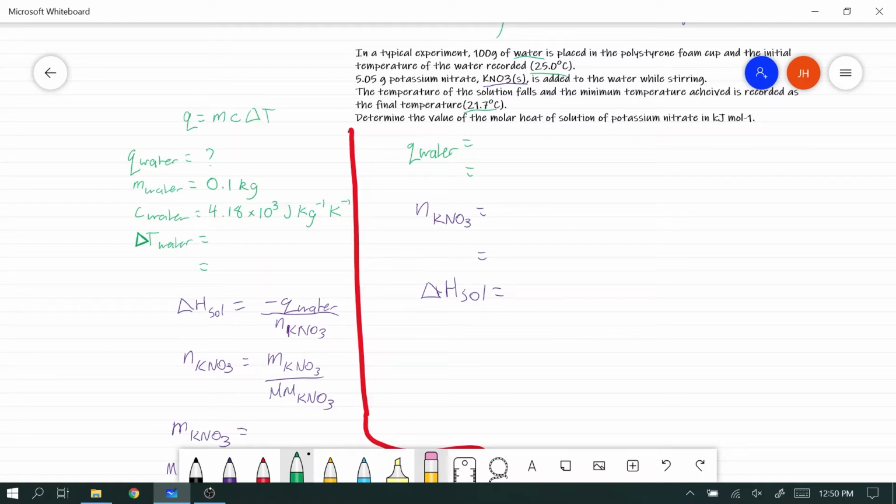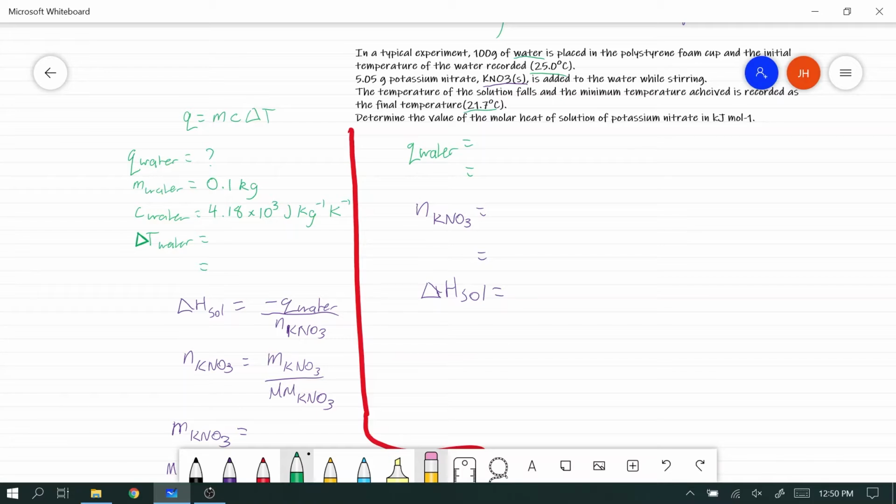Now for delta T, it's in Kelvin, but because we're taking a difference here, we don't actually have to convert these temperatures to Kelvin, because when we take the difference of the two, essentially there is no difference. And that's because Celsius and Kelvin increase and decrease at the same rate. So a change in Celsius is the same change in Kelvin.